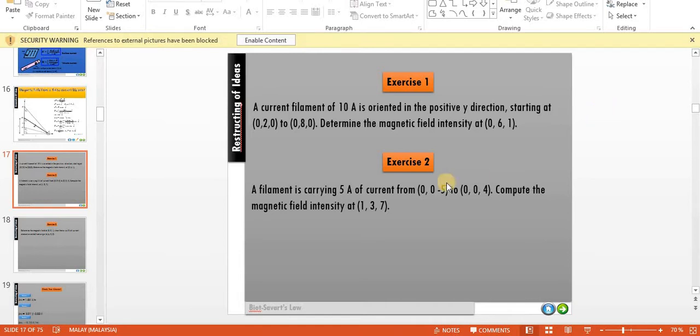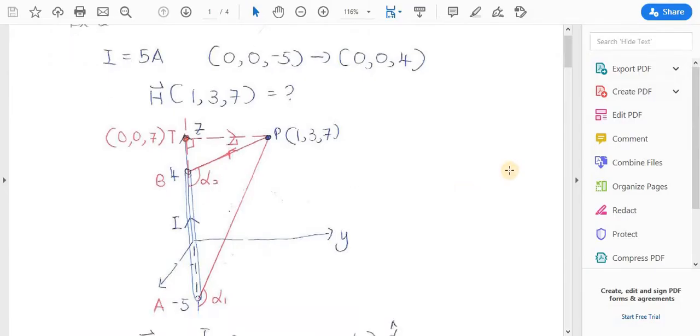Okay, now let's look at exercise 2, which is related to Biot-Savart law. So now you have a current filament carrying 5 ampere of current from -5 to 4. This is the length of the current filament, and you have to find the magnetic field H at this point. So first of all you need to draw this out.